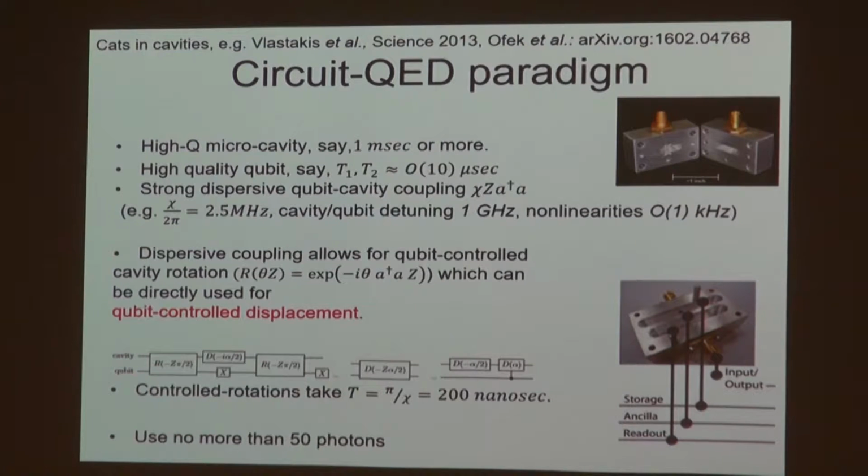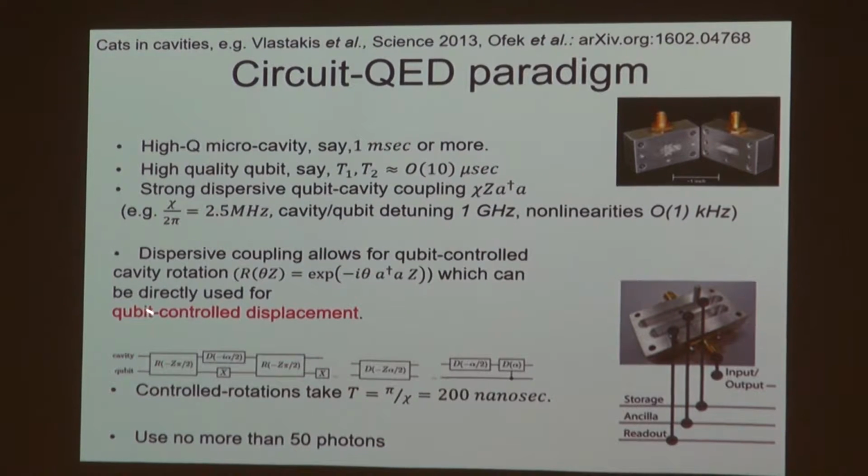So the point is that what we really would like is a scheme that we can really do with circuit-QED. And we want a scheme where we use no more than 50 photons. And that's already high, although there are experiments where they say they put in a 100-photon cat state, but it's quite hard to get there.